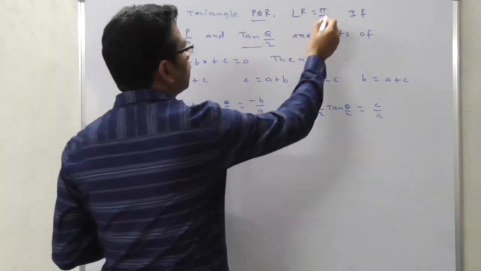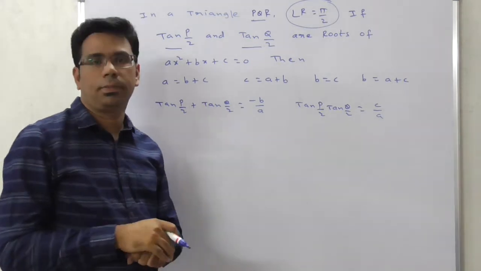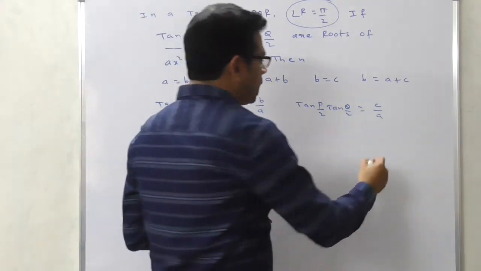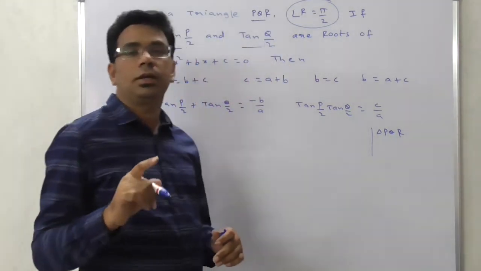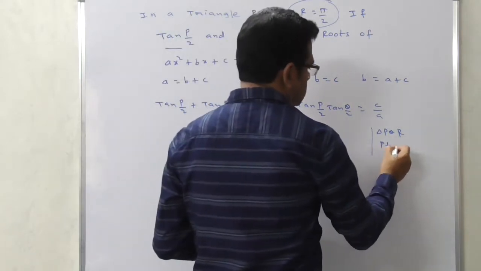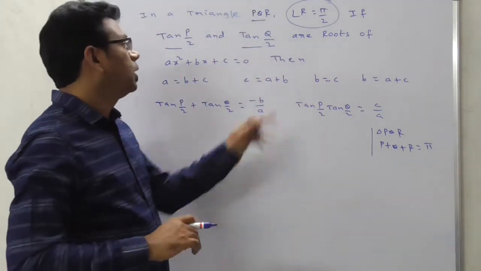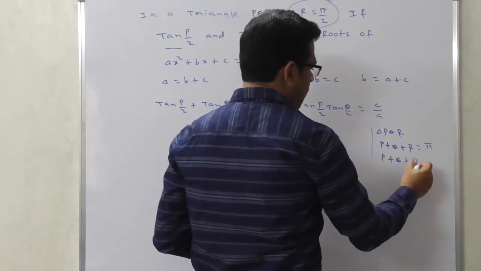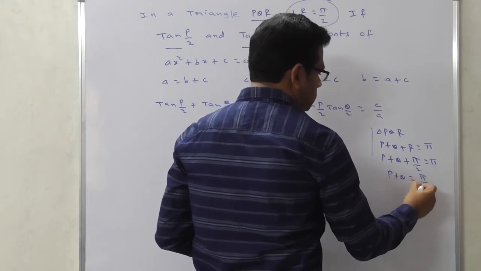Now come to the first point. In triangle PQR, the angle R is given as 90 degrees. So then use the basic point. In any triangle, the sum of the angles is equal to 180 degrees, right? Now you can write P + Q + R = 180, or you can say it as pi. Given R = pi by 2, substitute there. P + Q + pi/2 = pi. What is P + Q? P + Q is also pi by 2.